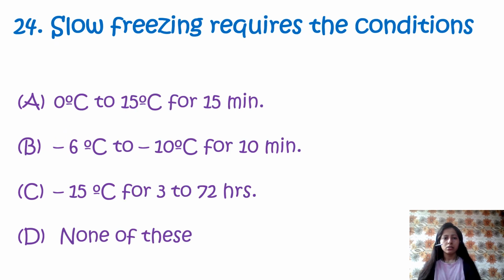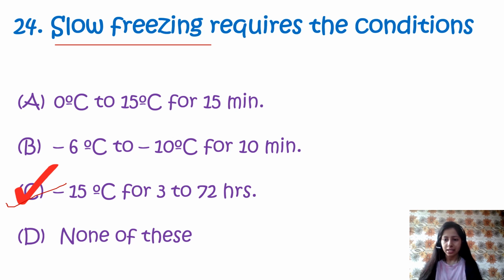Question number 24. Slow freezing requires the condition: option A, 0 degree to 15 degrees Celsius for 15 minutes. Option B, -6 degree to -10 degrees Celsius for 10 minutes. Option C, -15 degrees Celsius for 3 to 72 hours. Option D, none of these. So slow freezing requires -15 degrees Celsius for 3 to 72 hours. Option number C.